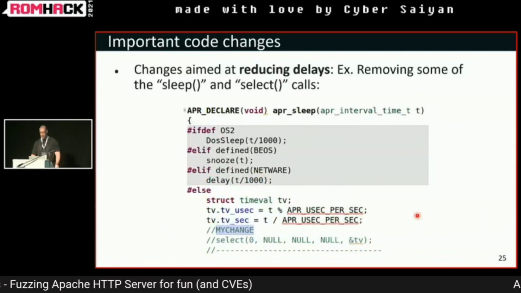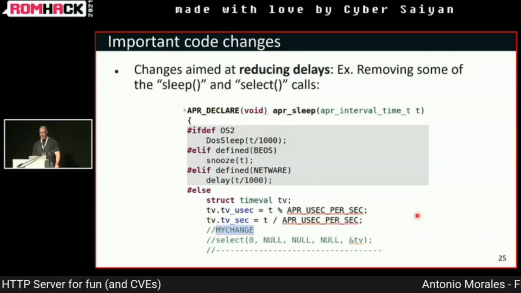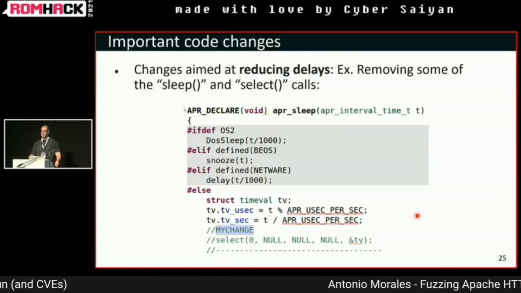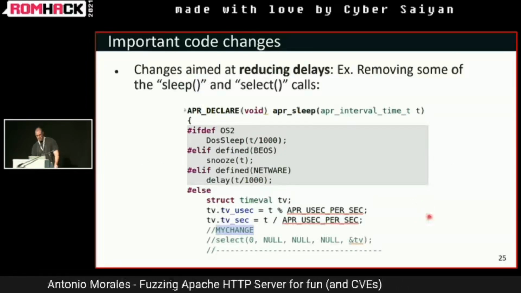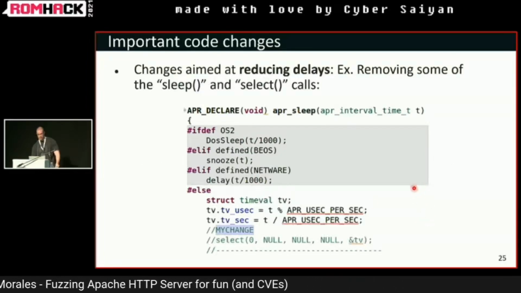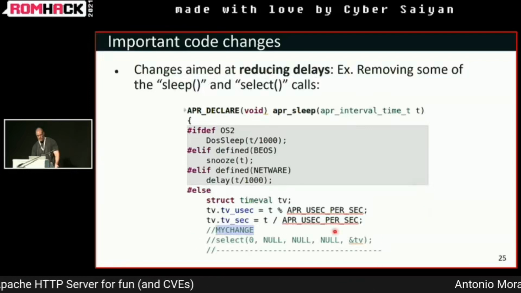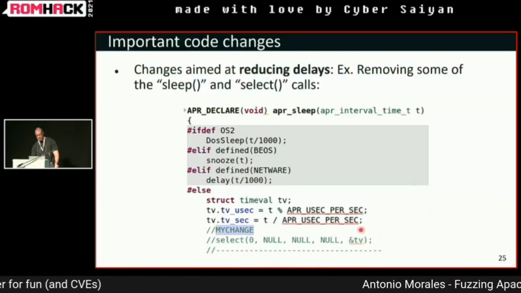The second group of changes are aimed at reducing delays, for example, removing some sleep or select calls. The idea here is to improve the fuzzing speed. And you can see here how I comment out the select call.